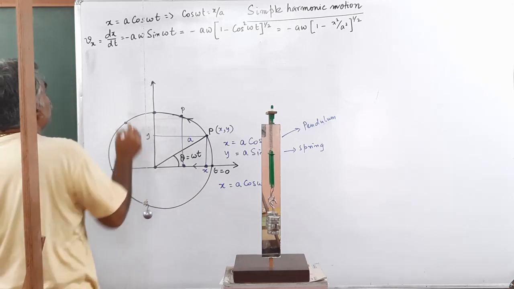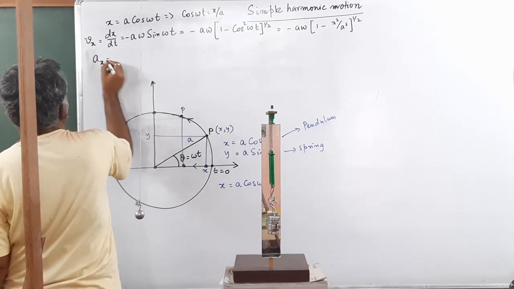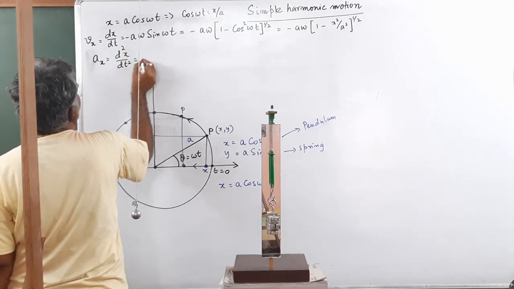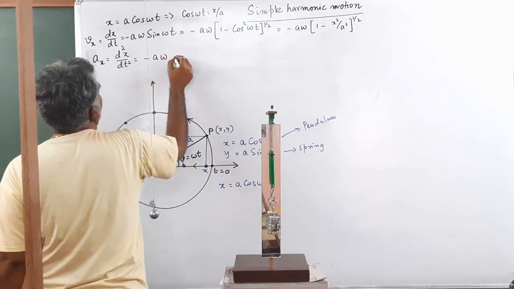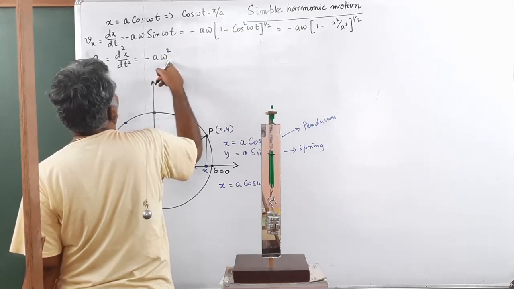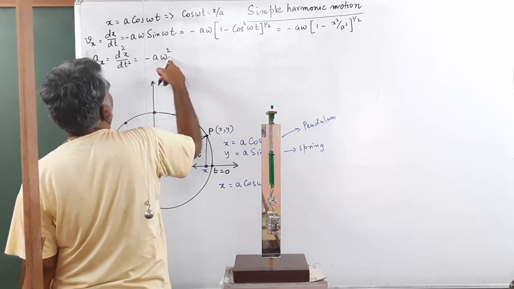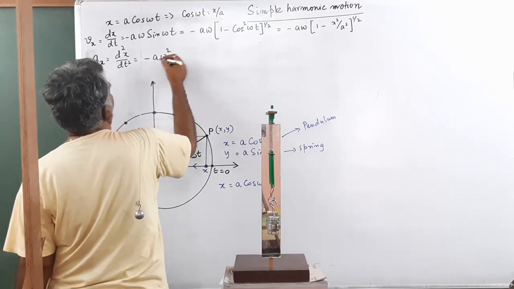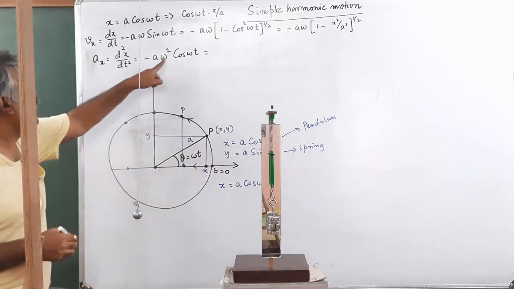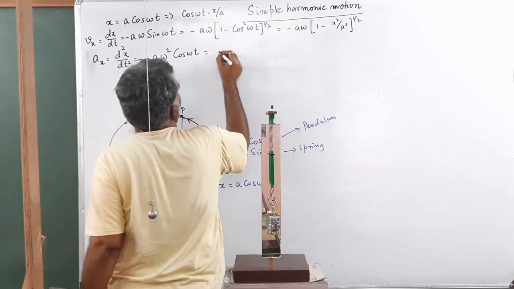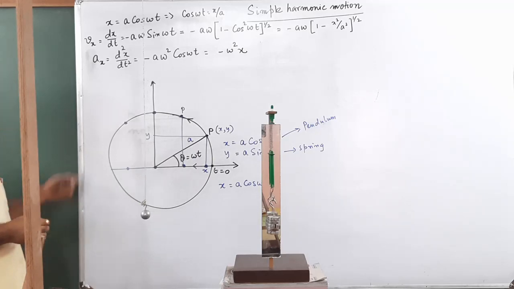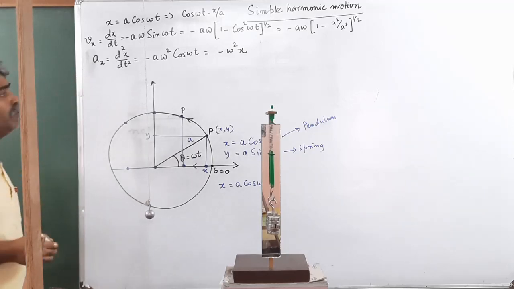So acceleration, a of x, is d²x/dt², which is minus a omega. Then another omega comes, so it is minus a omega squared cos omega t. So what is a cos omega t? That's x. So it is minus omega squared x. Clear? Now this is the fundamental condition for SHM.